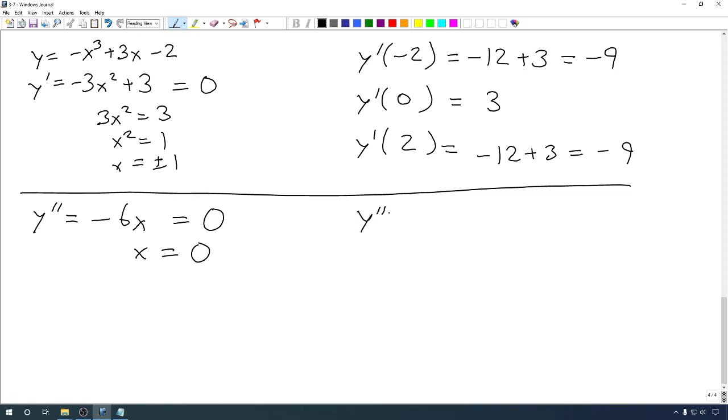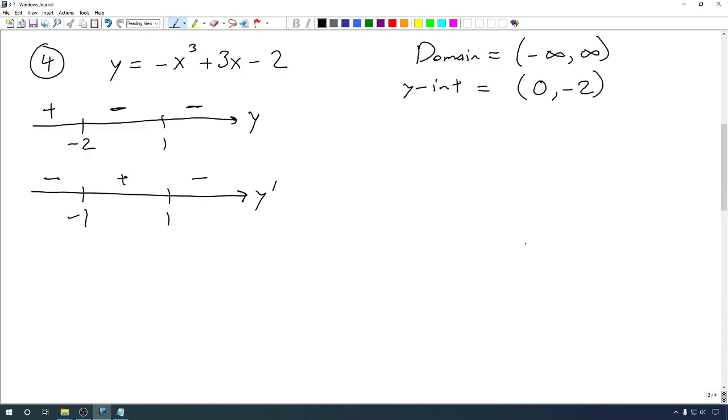I'm just going to go ahead and take test points right away. Just going to pick negative 1 and 1, just 2 points on either side of 0. If I plug these into my second derivative, negative 1 times negative 6 is a positive 6, and 1 times a negative 6 is a negative 6. So this time, I have a second derivative with only 1 point on my number line, and it's positive over here, and it's negative over here. We do actually have an inflection point because the concavity actually did change at 0.